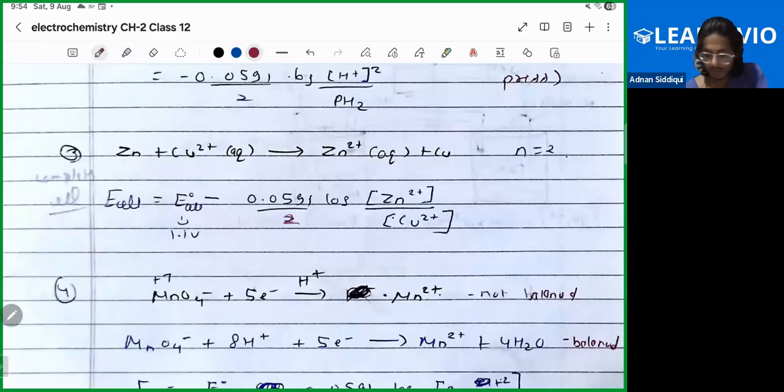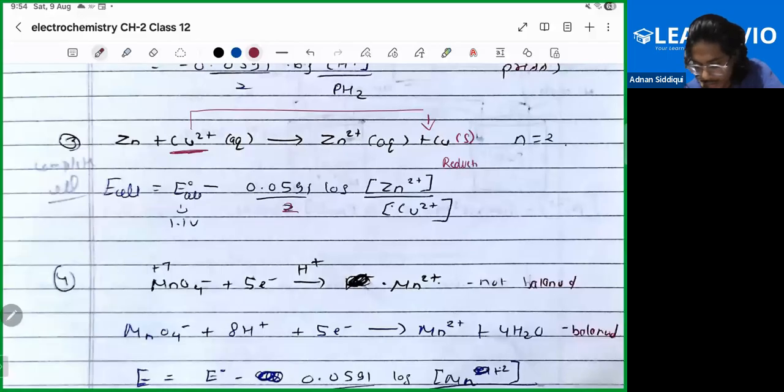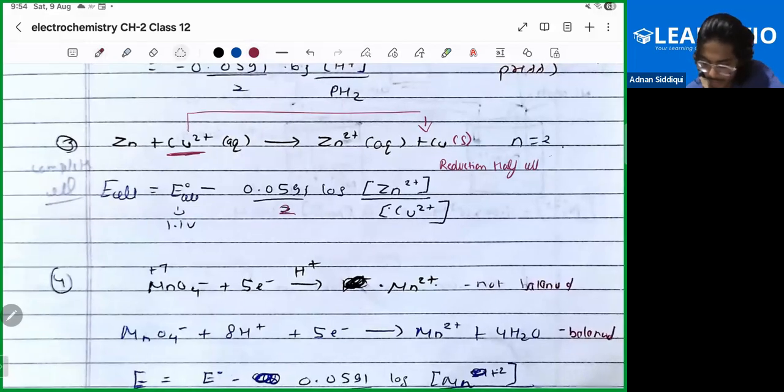See, if you look at this one, what is happening? This is going from Cu2+ to Cu solid. So is it reduction or oxidation? Oxidation? Are you sure? It was initially Cu2+, and after reacting it is Cu solid. So it is reduction. This is the reduction half cell: Cu2+ plus 2 electrons gives Cu solid.